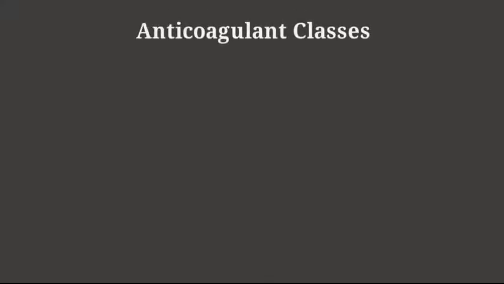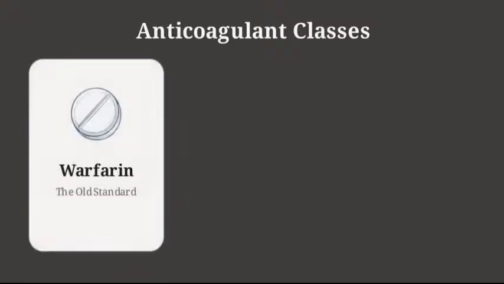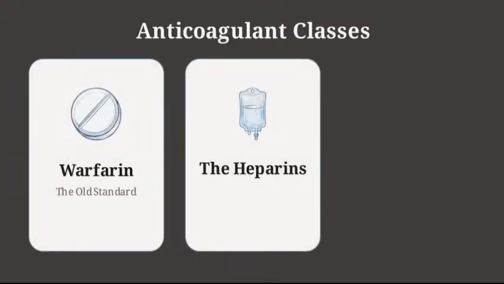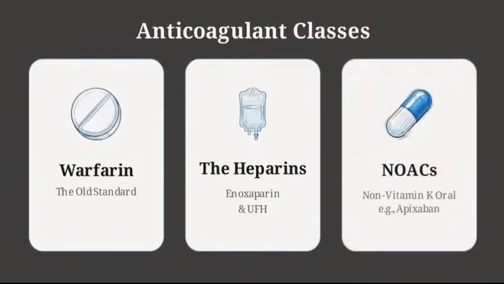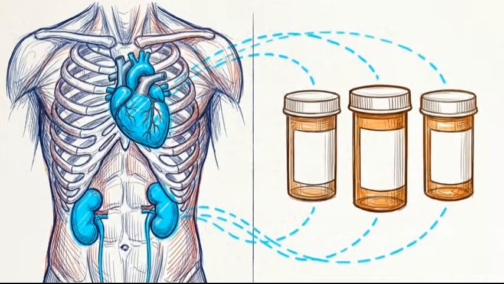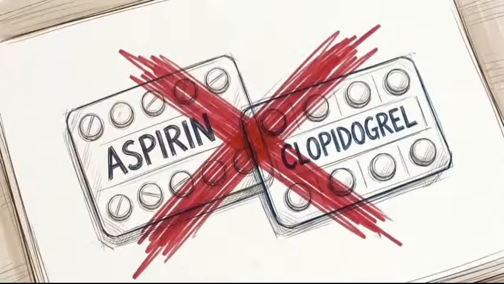To fix this, we need to look at the three main drug classes actually available to you: the old standard, warfarin, the heparins, which include enoxaparin and unfractionated heparin, and the newer non-vitamin K oral anticoagulants, or NOACs. Selecting the right drug comes down to scenario matching based on the patient's organ function, prioritizing physiology over the age of the medication. Before we build that selection system, we need to clear the field.